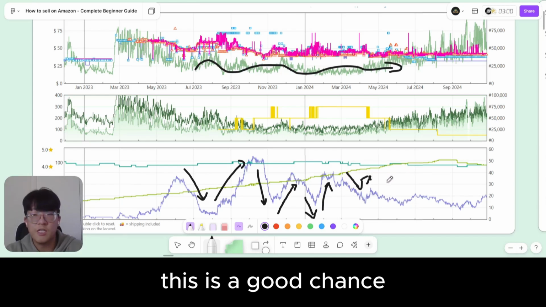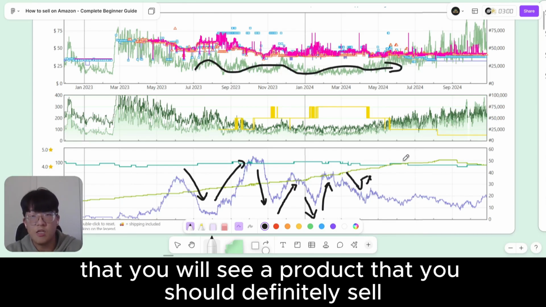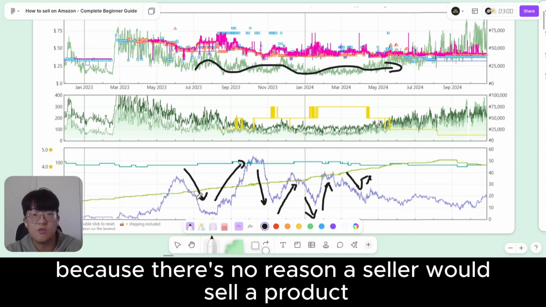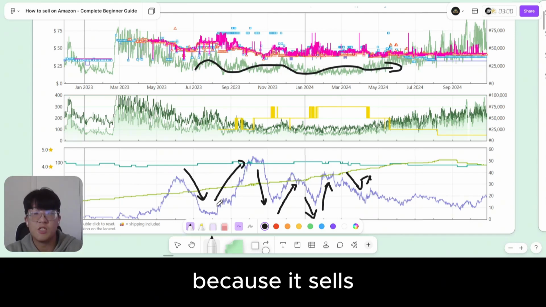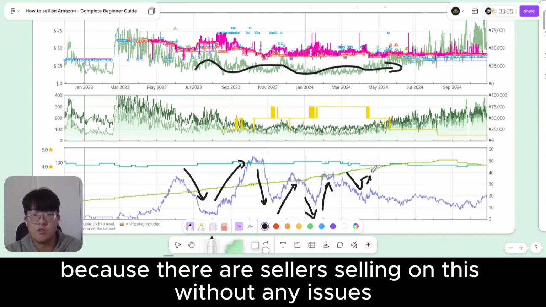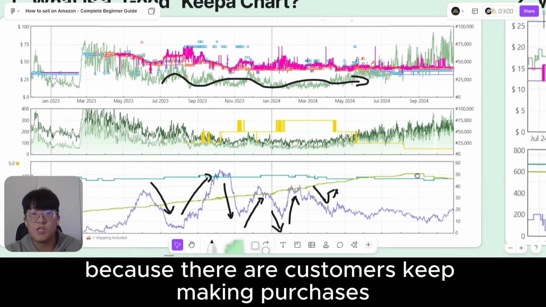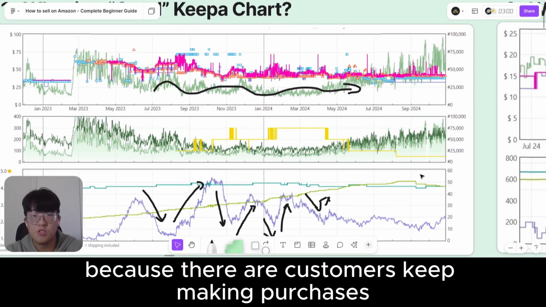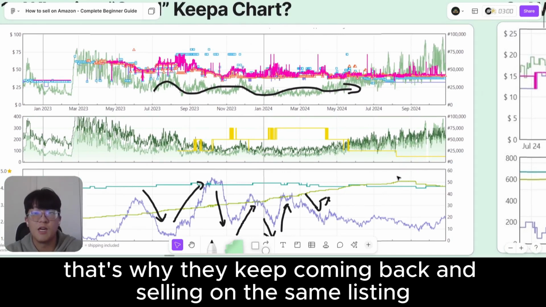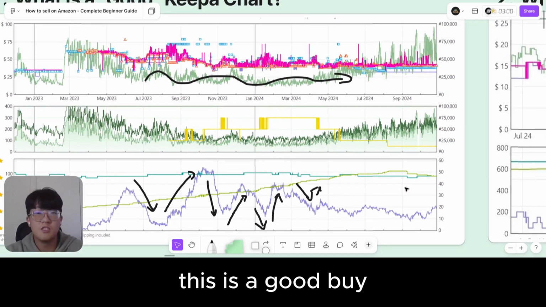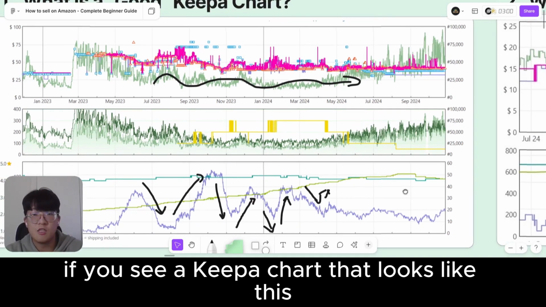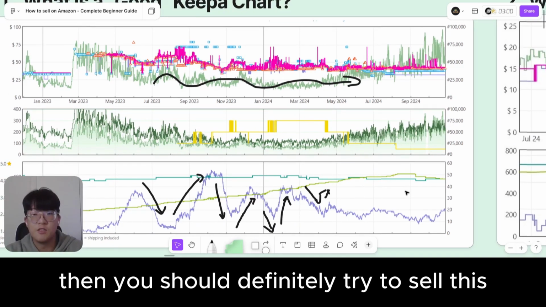This is a good chance that you will see a product that you should definitely sell. Because there's no reason a seller would sell a product that doesn't sell. Because it sells. Because there are sellers selling on this without any issues. Because their customers keep making purchases. That's why they keep coming back and selling on the same listing. This is a good buy. If you see a Keepa chart that looks like this, you should definitely try to sell this.